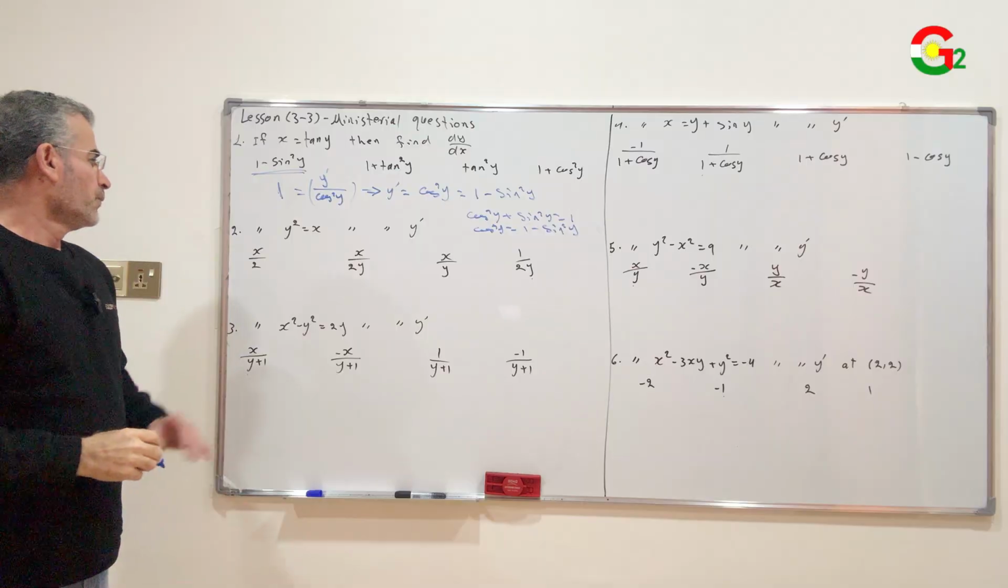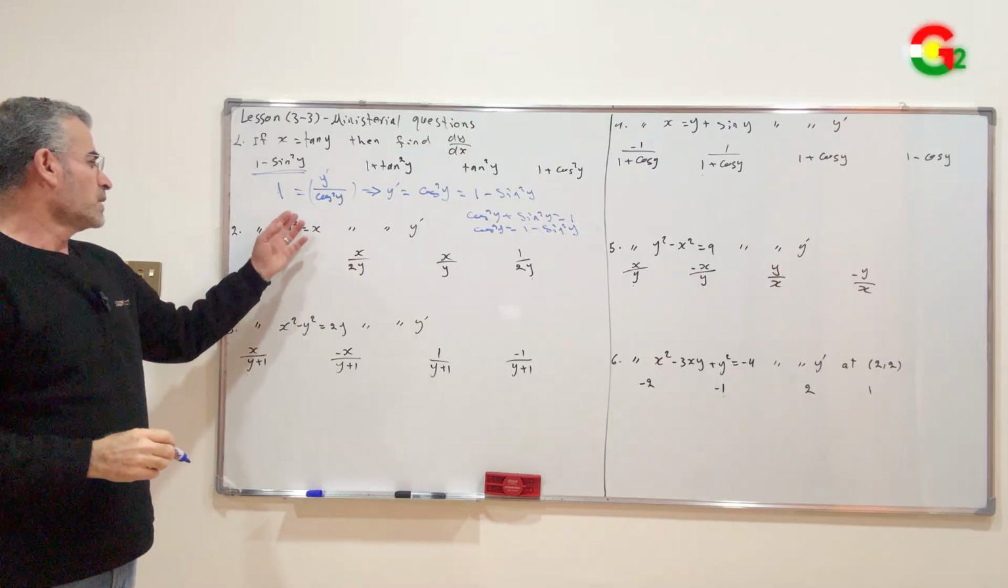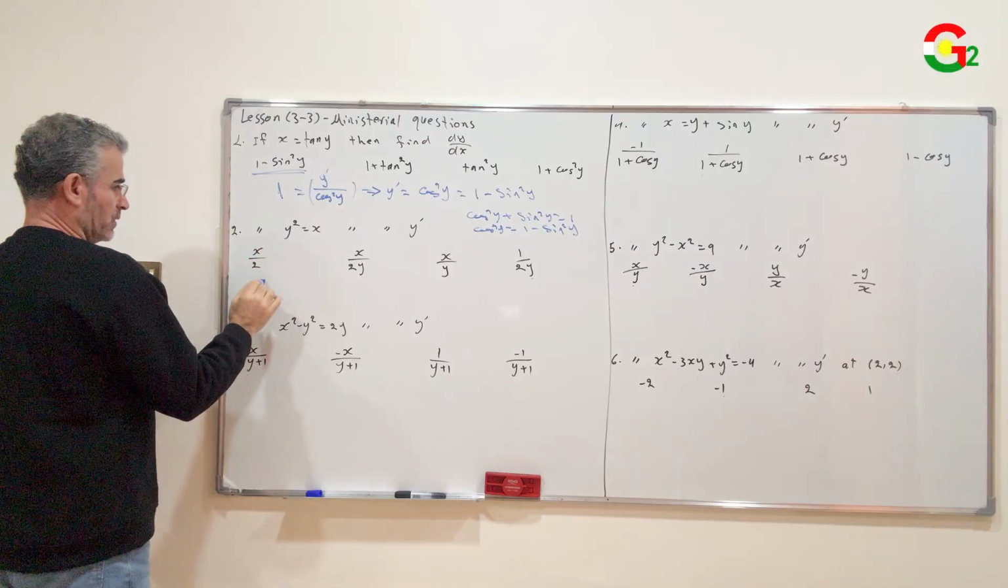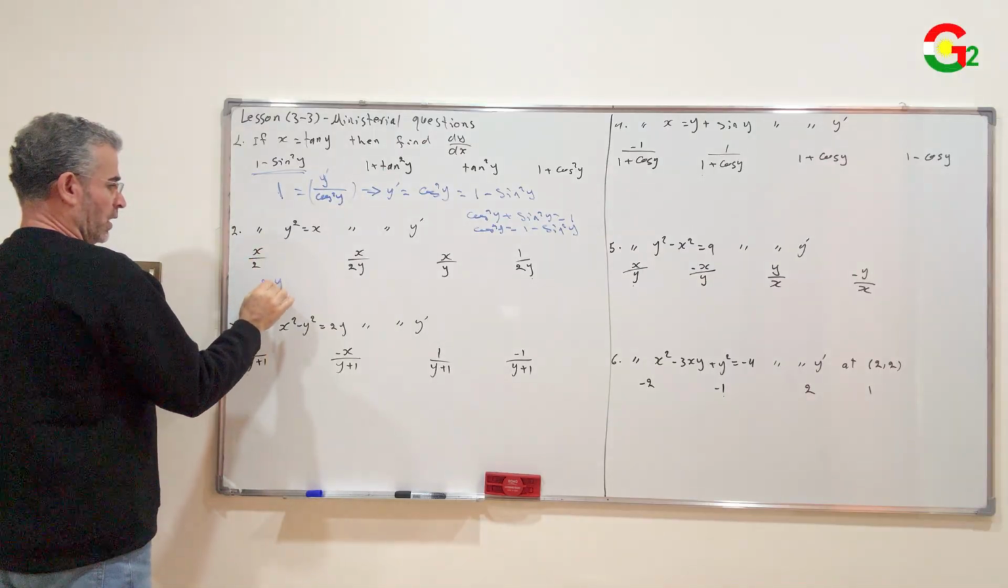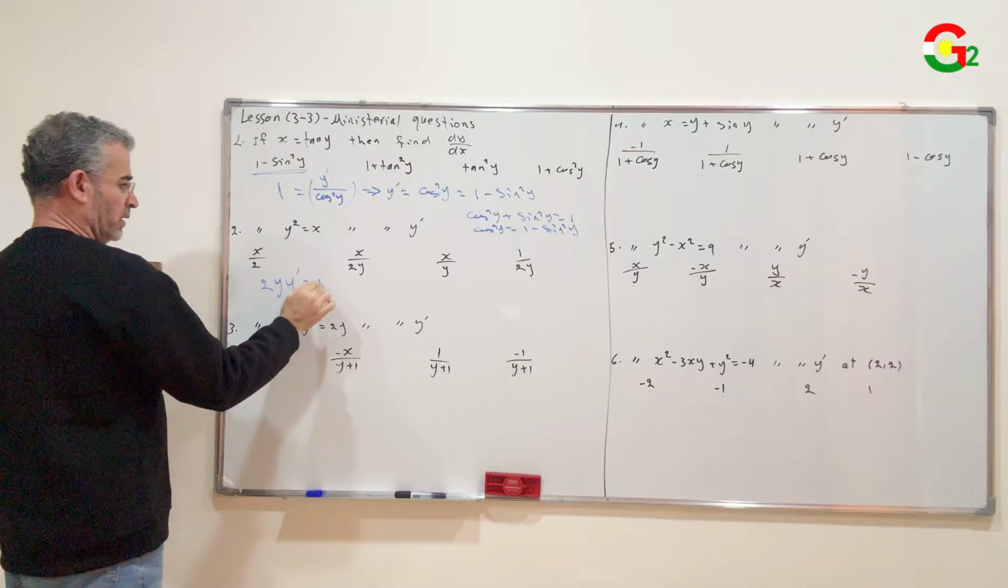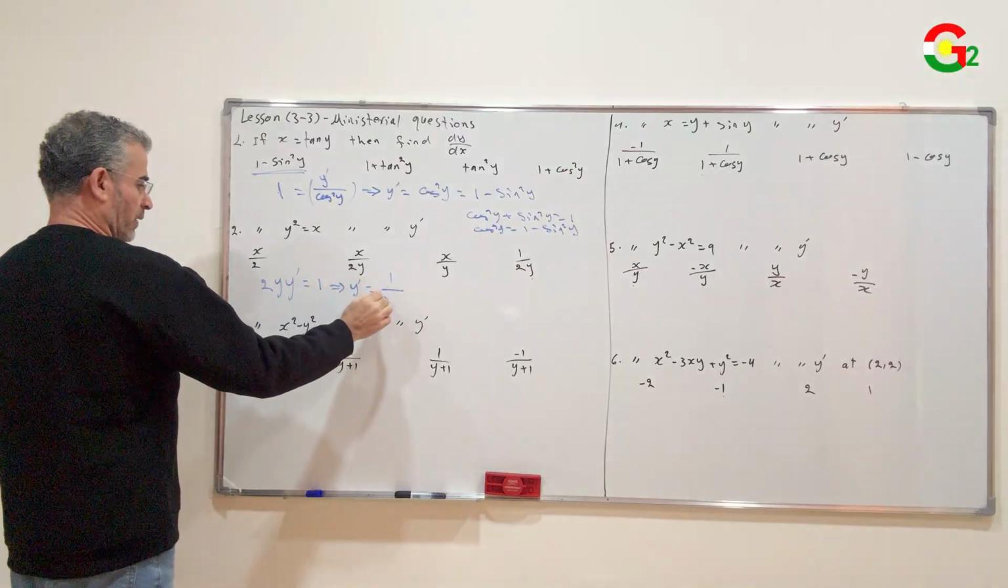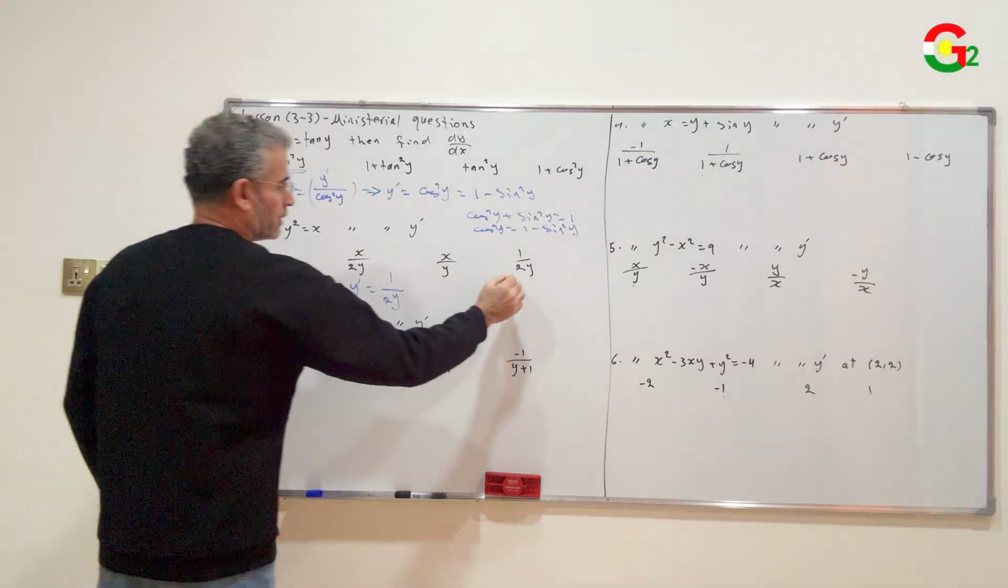Question number 2, if y square equals x, then find y prime. Differentiate both sides with respect to x. 2y prime equals 1, then y prime equals 1 over 2y. Choice D.